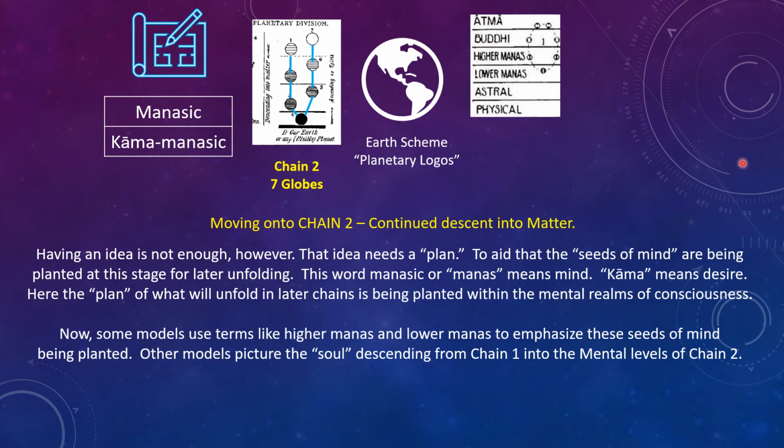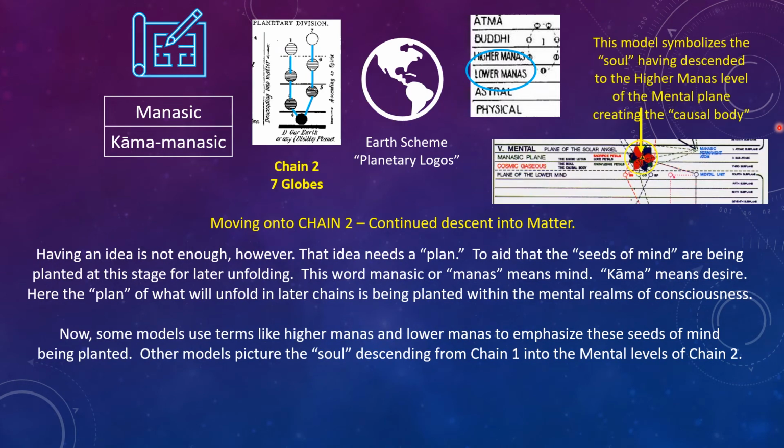Now, here is another model that uses slightly different terms. This model, which comes from Arthur Powell, is using terms like higher manas and lower manas to emphasize how the seeds of mind are being planted. Now, other models picture these seeds of mind as like the soul descending from chain 1 into the mental levels of chain 2. So here's the Alice Bailey model again.